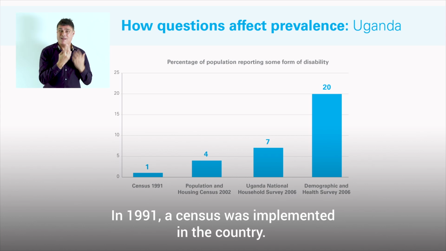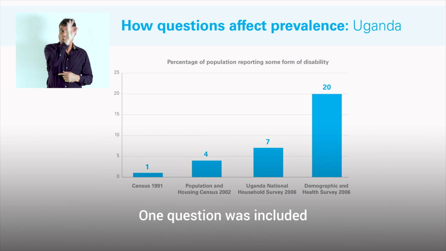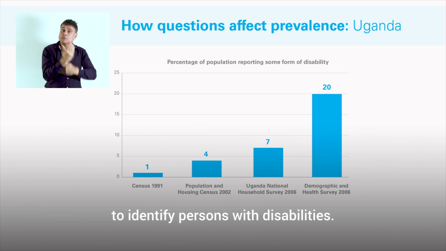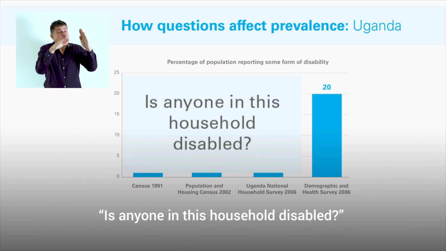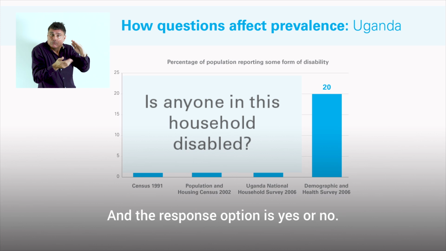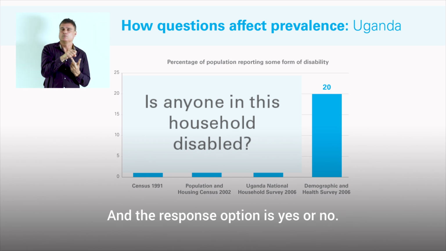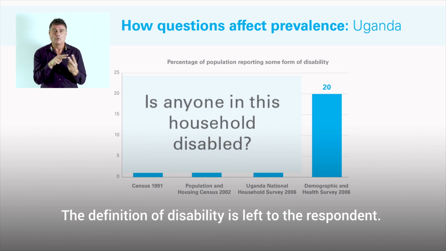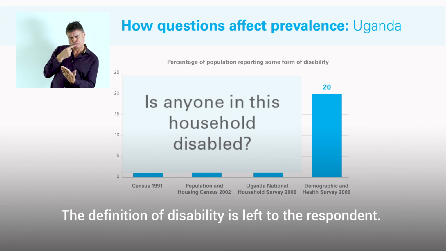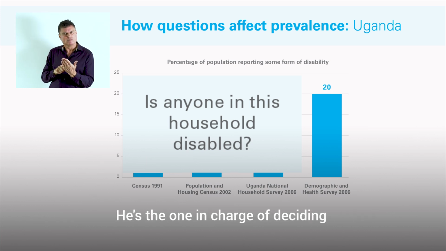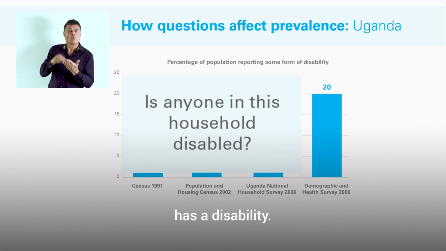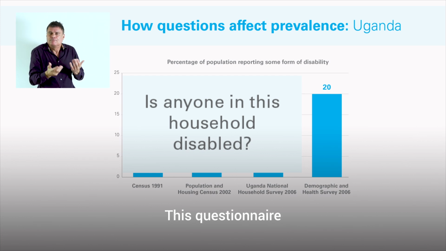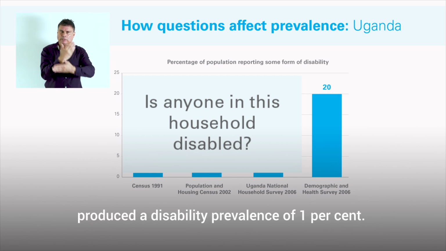In 1991, a census was implemented in the country. One question was included to identify persons with disabilities. The question read, "Is anyone in this household disabled?" And the response option is yes or no. The definition of disability is left to the respondent. He is the one in charge of deciding whether or not the members of his or her household have a disability. This questionnaire produced a disability prevalence of 1%.